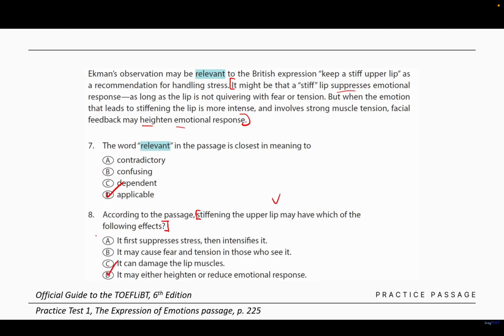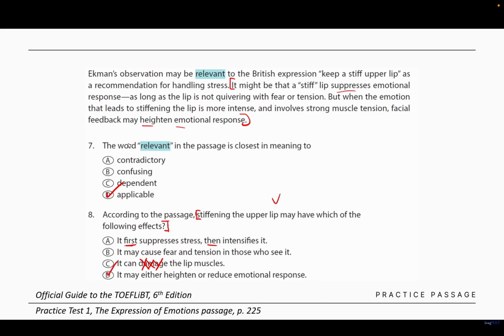Let's do a little bit of elimination. What makes C wrong? Okay, it can damage the lip muscles. There is no such thing. Yeah, there's nothing about damaging the lip muscles. What's wrong with A? A talks about this idea of order: first this, but then this. It says intensifies, so it's something like amplification. Do we have anything about order here? Does it say first this happens, then this happens? No, not really.